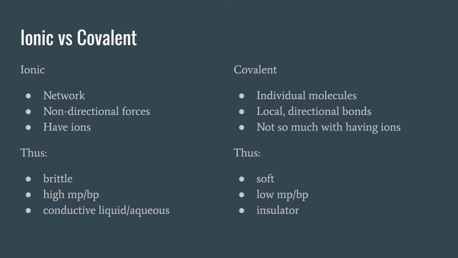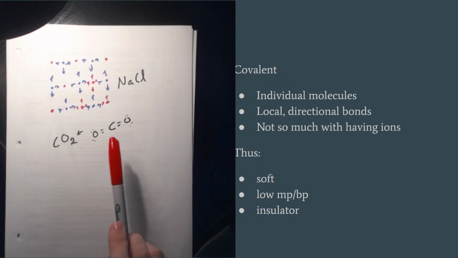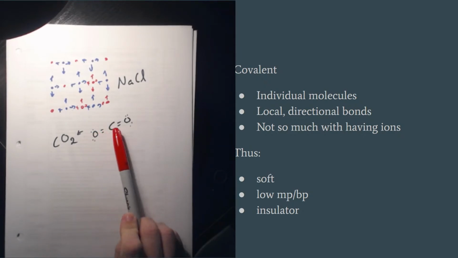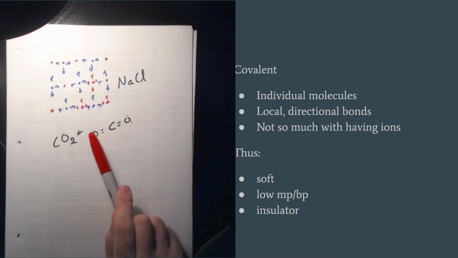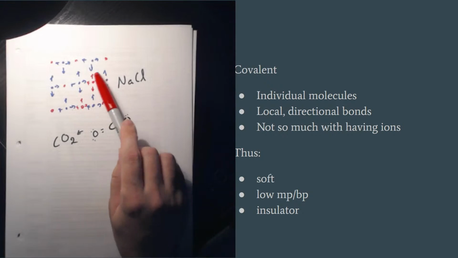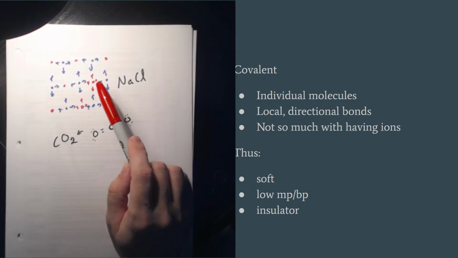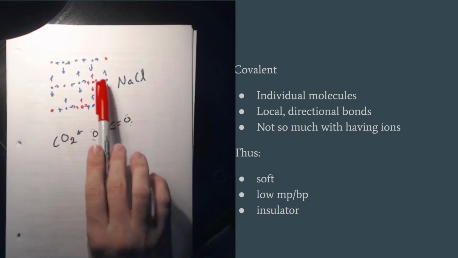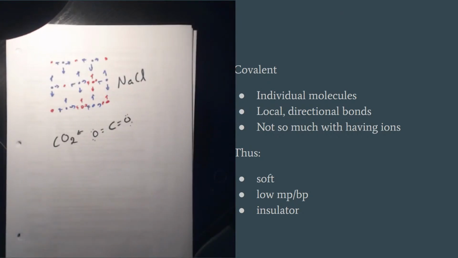So when I say local directional bonds, I'm saying that these bonds are entirely located in between these two atoms. Very directional, as in they hold these two atoms and only these two atoms together. Whereas the forces for ionic compounds, they're going out in all directions, regardless. Okay? So they are not really localized. It's the entire structure is being held together rather than individual atoms.